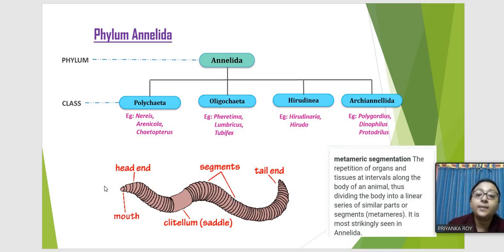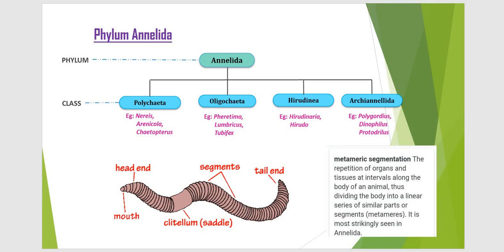Now what is this segmentation called? This is called metameric segmentation. It is a very common characteristic feature of phylum Annelida. They can be identified easily with this presence of metameric segmentation. Metameric segmentation is nothing but the repetition of organs at regular intervals along the body, and the body is divided into similar parts or segments. Each of these segments is called a metamere. And this segmentation is known as metameric segmentation.